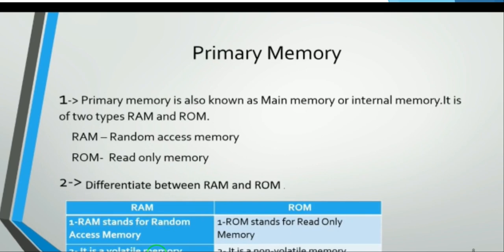Next, primary memory. Primary memory is also known as main memory or internal memory, and it is of two types, RAM and ROM. RAM, you know, random access memory, and ROM, read only memory. And what is the difference between RAM and ROM? RAM stands for random access memory, ROM stands for read only memory. RAM is a volatile memory, and ROM is a non volatile memory. Volatile means all the data gets erased when the power is switched off, so data is stored temporarily in RAM and data is stored permanently in ROM.